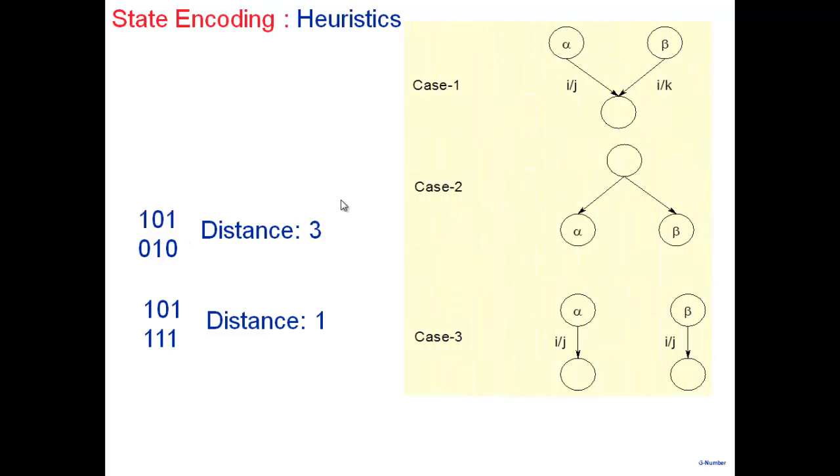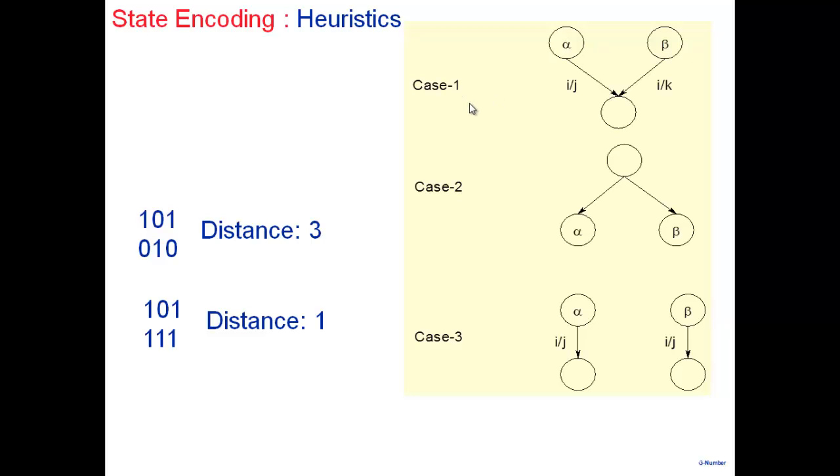So 3 bits I need to flip in order to arrive at this particular code. So the distance between them is 3. In this case, I don't need to flip. I need to flip this one. I don't need to flip this. So I need to flip only 1 bit. So the distance between the 2 codes is equal to 1 here. So the heuristics that I'm describing are based on the distance between the codes here. Some heuristics are summarized here.